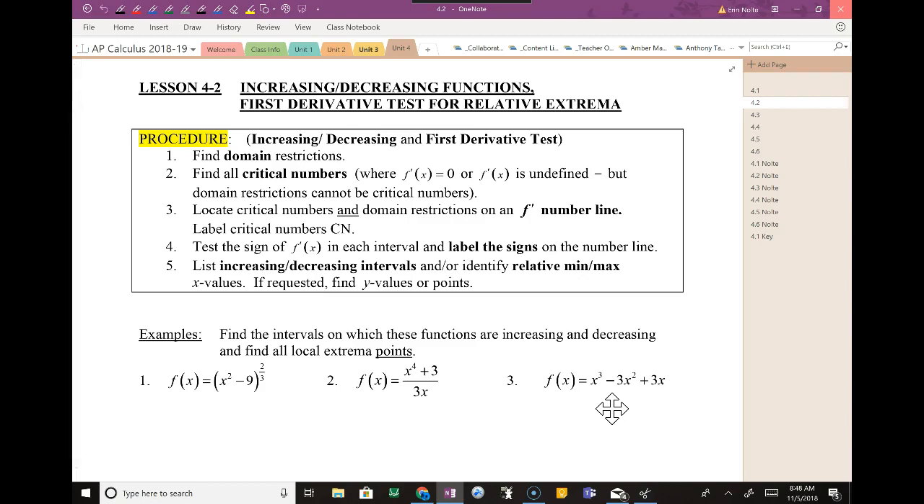Increasing, decreasing functions. So we're going to use the first derivative test to find our relative extremas. Instead of finding just absolute stuff, we're going to find potential relatives. They give us this nice little chart for procedures of how to find where a function is increasing and decreasing. We did do this last year a little bit with the number line test. Remember where you fill in if it's positive or negative?